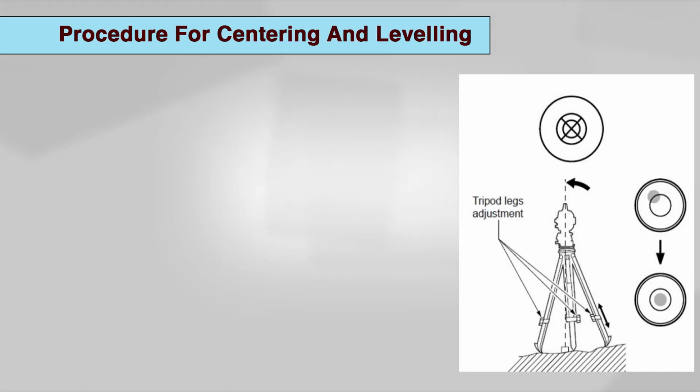The next step in setting up of a total station is centering and leveling of the total station. Leveling of a total station is carried out to make the horizontal axis of the instrument truly horizontal.